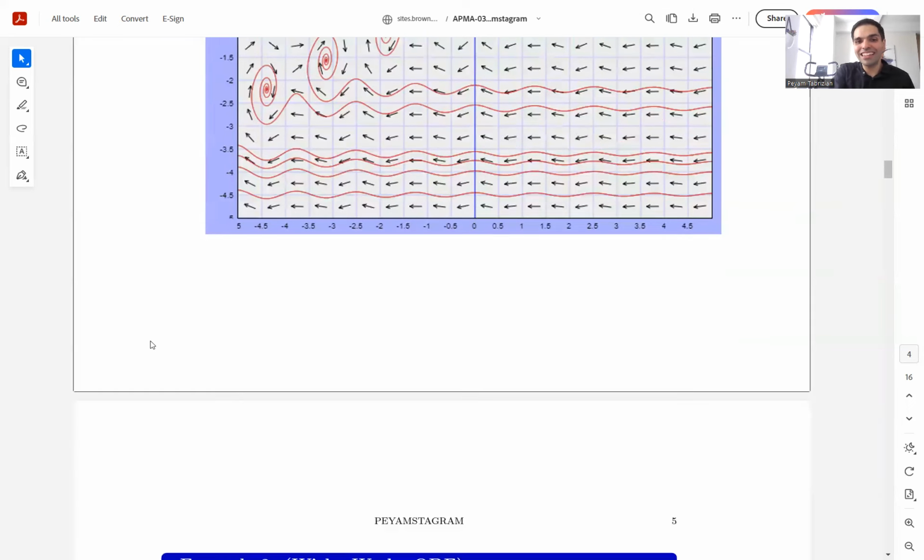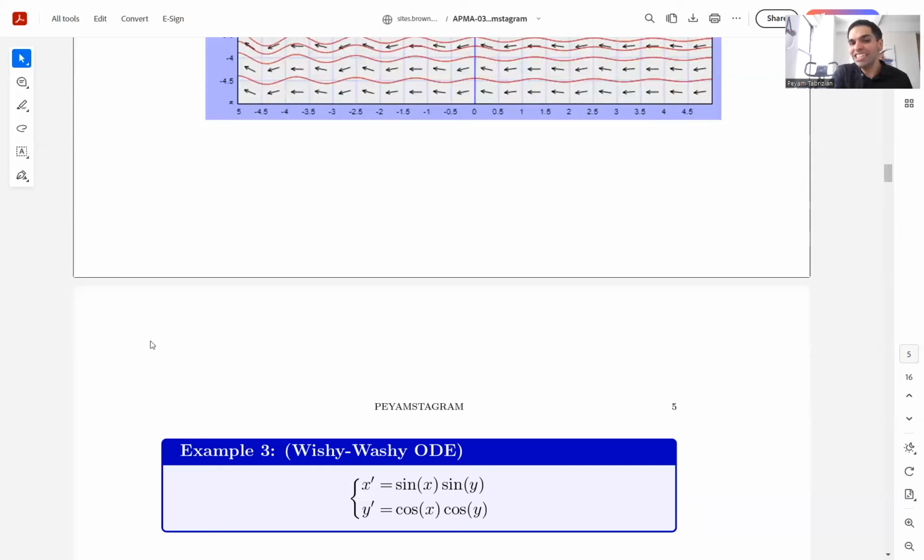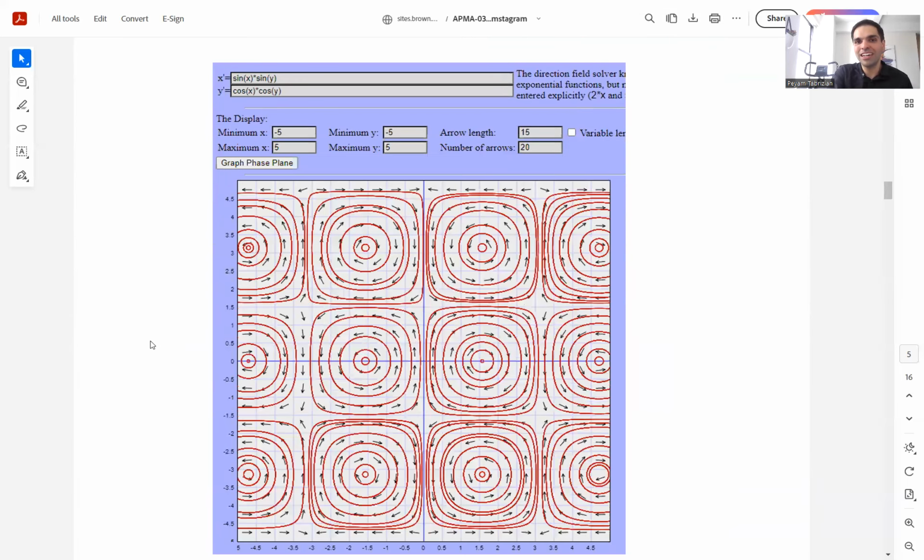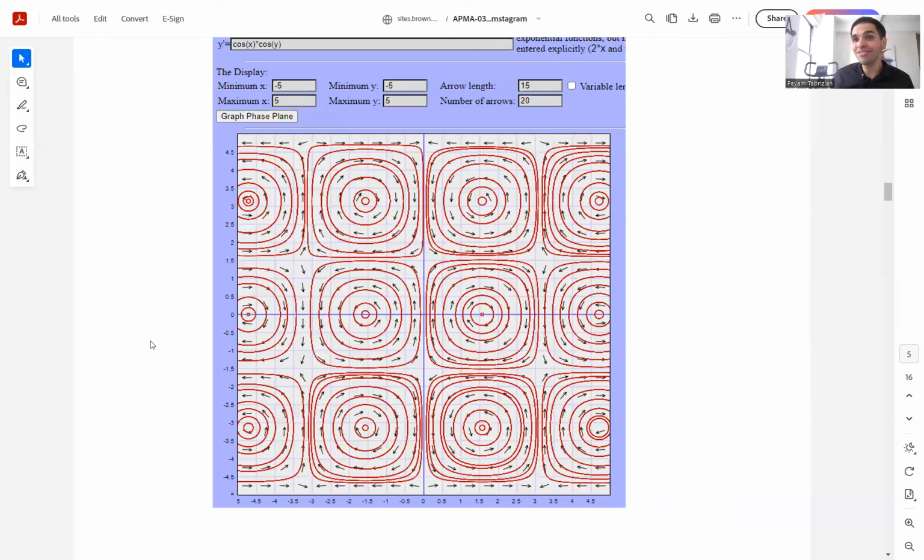And the next one I really like too, it's called a wishy-washy ODE. x prime is sine of x times sine of y. y prime is cosine of x times cosine of y. And it looks as follows.